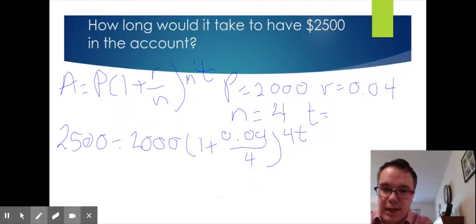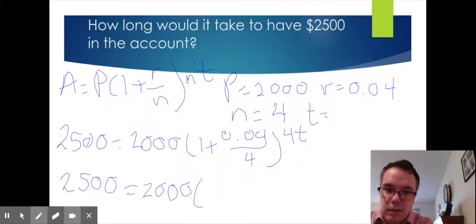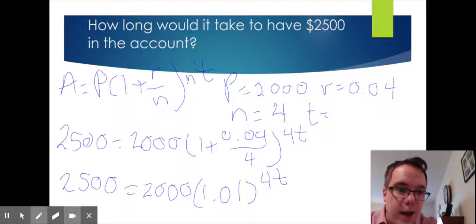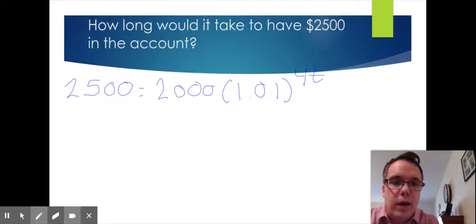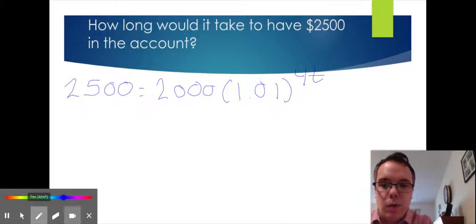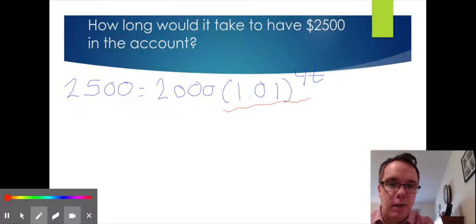If I simplify that, 2,500 equals 2,000 times 1.01 to the 4t. Now this looks like an equation that I made you solve last week when you were solving equations with logs. And that is exactly what we're going to do, because we're trying to solve for an exponent. Remember, to use logs we have to get our power alone, and our power is the 1.01 to the 4t.